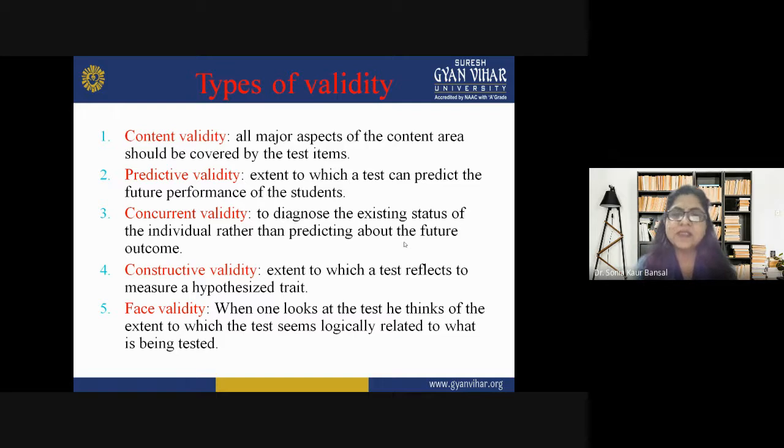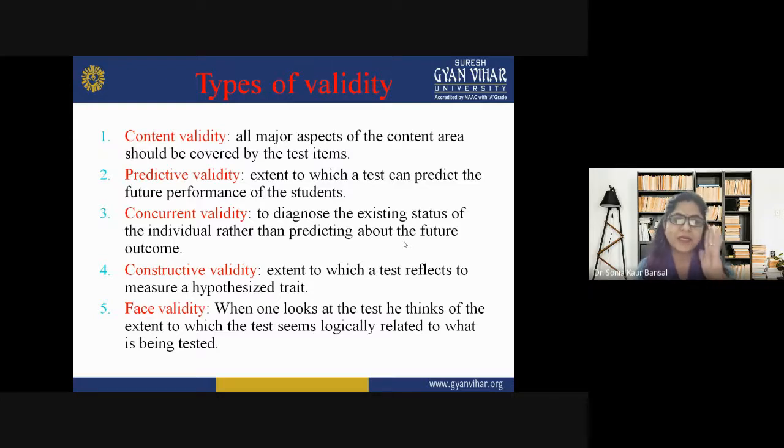As its name suggests, predictive is leading to predictions. So what are we going to predict? Predictive validity is the extent to which a test can predict the future performance of the students.